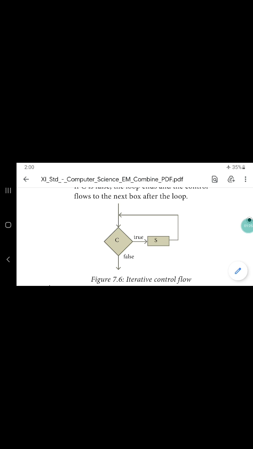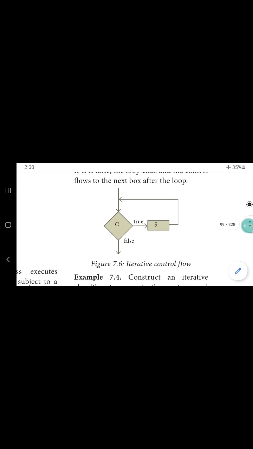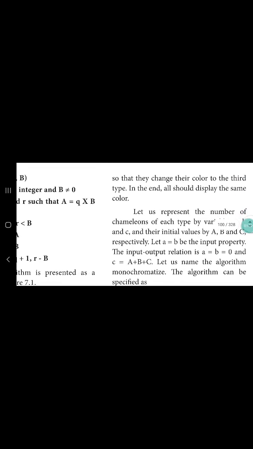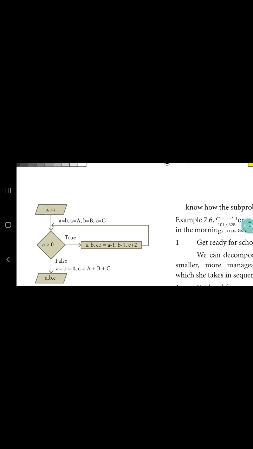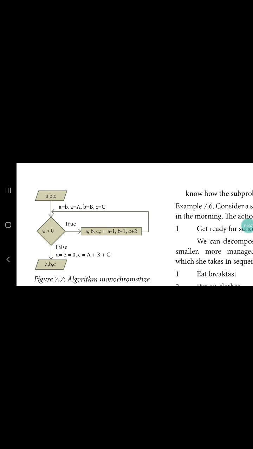Another example is given in your book regarding this iteration. A, B, C, and the values have been given. A equal to capital A, B equal to capital B, C equal to capital C, and while A greater than 0, if it is true, it goes for the next step: A minus 1, B minus 1, C plus 2, and again it is repeated again and again. If it becomes false, it just comes out, and A equal to B equal to 0 and C equal to A plus B plus C.